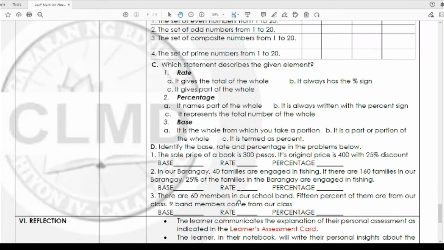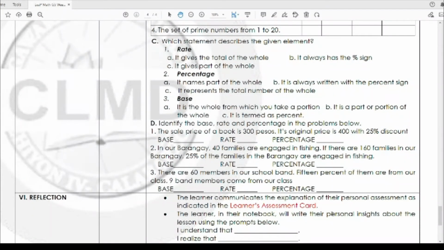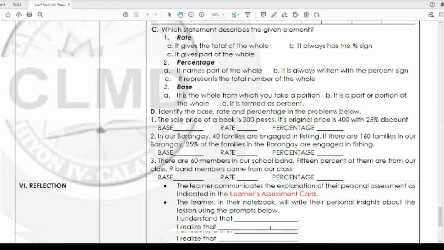Number 3. There are 60 members in our school band. 15% of them are from our class. 9 band members come from our class. So write your base, rate, and percentage. Okay.